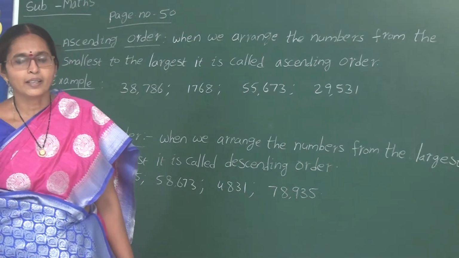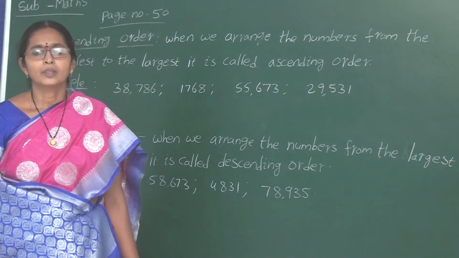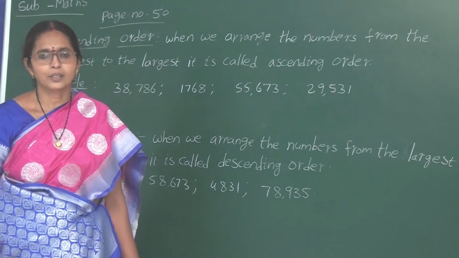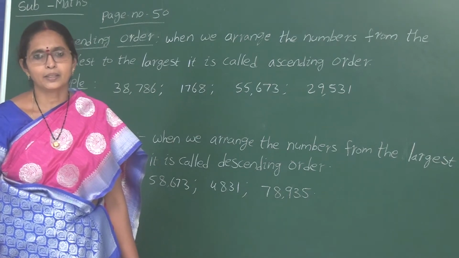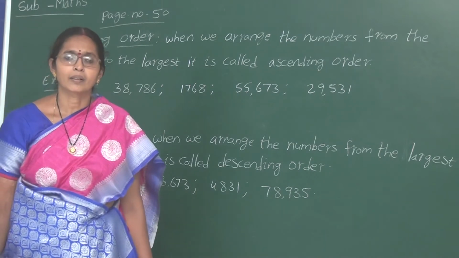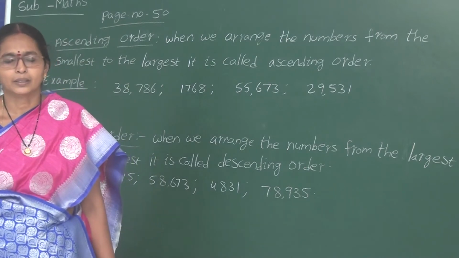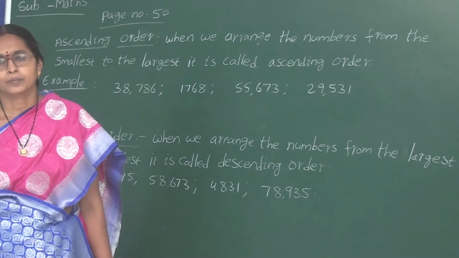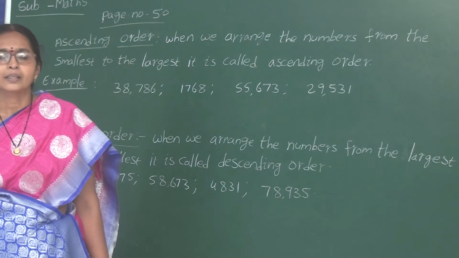So what is an ascending order? Ascending order means we are arranging the numbers from smallest to largest. First smallest, next like that, and the last number is the greatest number. Arranging the numbers from smallest to largest is called ascending order. What is the descending order? Just reverse. Descending means we write the numbers from largest to smallest. Largest to smallest we are arranging the numbers, it is called descending order.